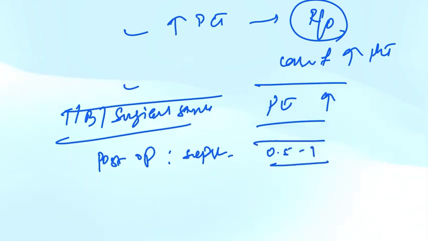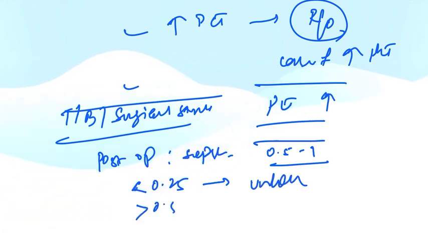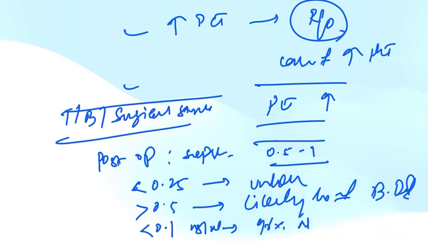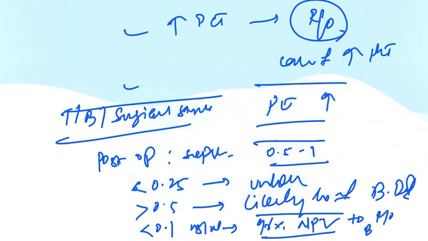Okay, in general, a value of less than 0.25, we can consider bacterial sepsis unlikely. A value of more than 0.5, there is a likelihood of bacterial infection, right? A value less than 0.1 nanogram per ml has a 96% negative predictive value. Okay, 96% negative predictive value to rule out bacterial sepsis.